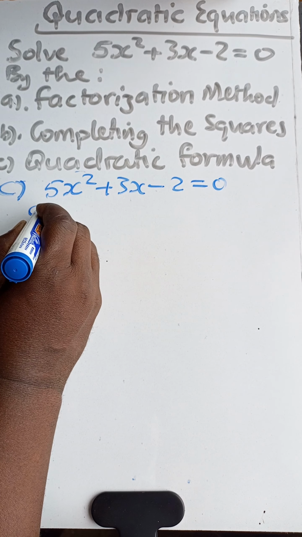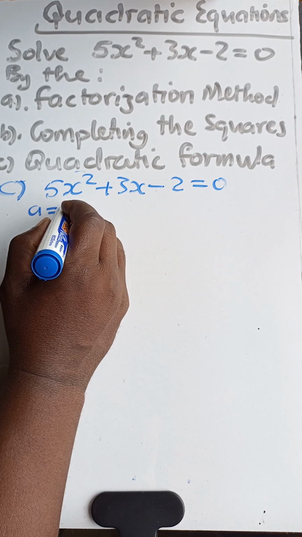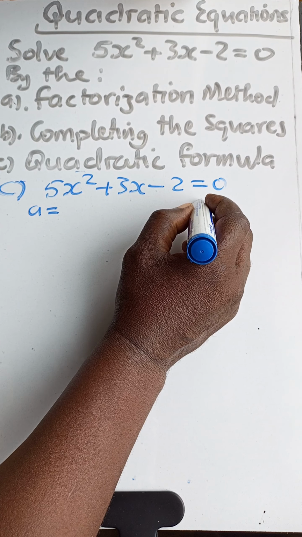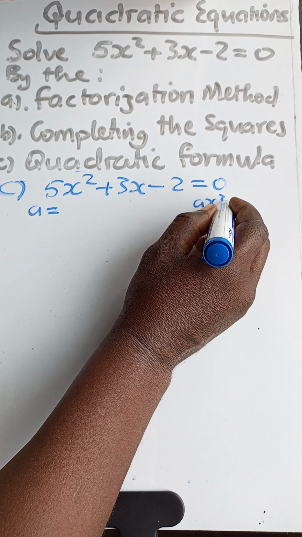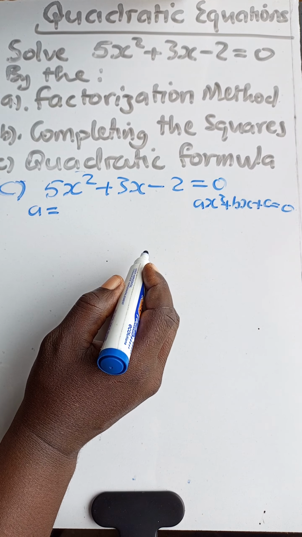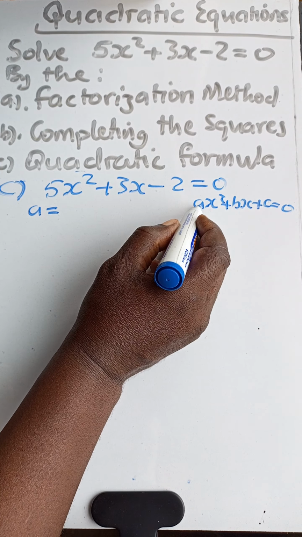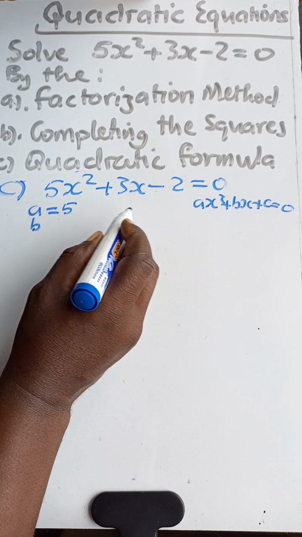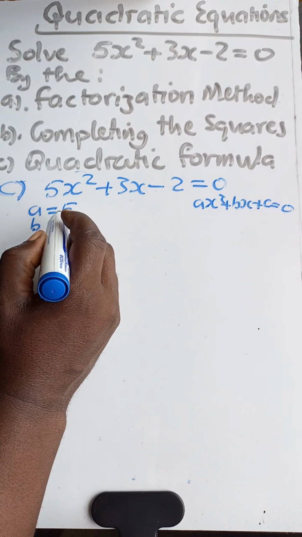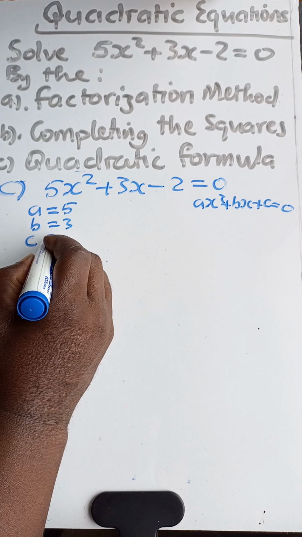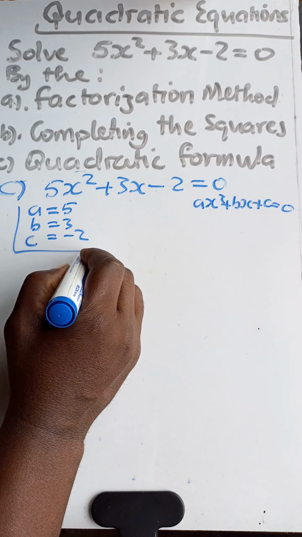Now, the coefficient of the leading term is always given the letter a. You know, the standard quadratic equation is ax squared plus bx plus c equals 0. So, a is the coefficient of x squared, so a is 5. b is the coefficient of x, so b is 3. And c is the constant term, c is negative 2.